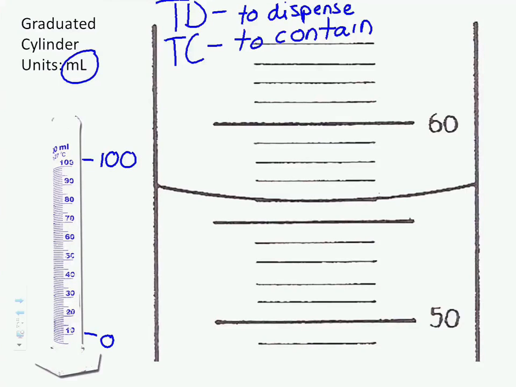All right, so let's go on then. Here's the meniscus. That is what you're measuring. We know 50 is down here. 50.5 is here. 50.6 is here, and 50, let me start that over.